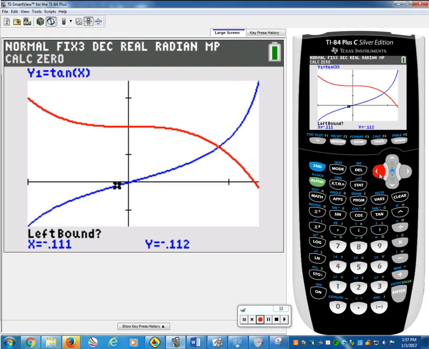And now the cursor is on the left side of the zero. You press enter to identify that as the left bound. Move the cursor to the right of the zero. Press enter again. It wants a guess. So you put the cursor near the location of the zero. You press enter. Sure enough, the zero's zoomed in. You're going to have to find zeros over and over again. This is going to need help. I don't mind showing it as many times as you need.